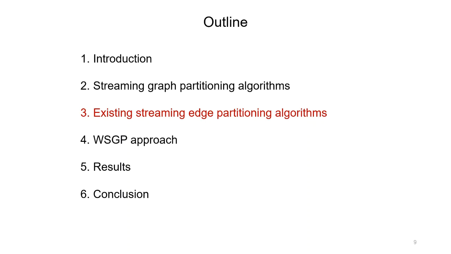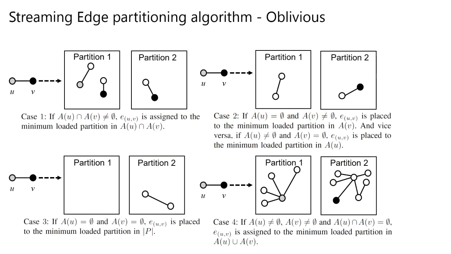Now we talk about the previous work on edge streaming partitioning algorithms. Oblivious is one of the most efficient streaming edge partitioning algorithms in previous work. It can be concluded in 4 rules or 4 cases. We discuss them one by one.